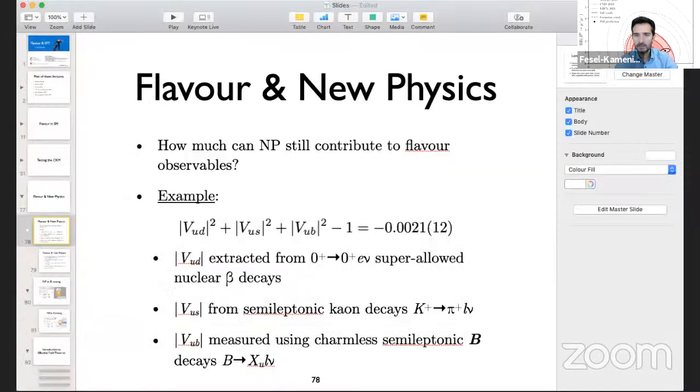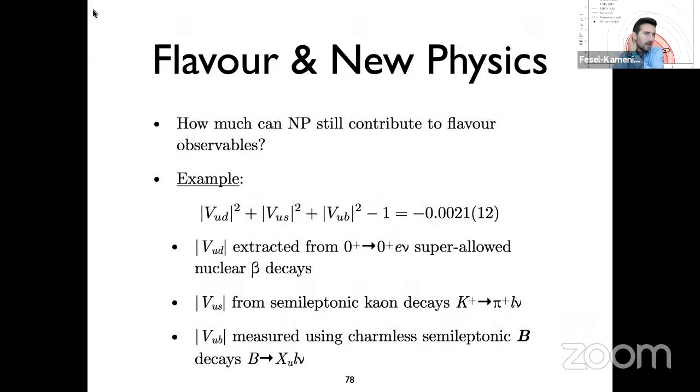So let's start with the following simple discussion. The question we want to answer, hopefully by the end of this lecture, is: how much can new physics still contribute to flavor observables, given the overall good consistency of the CKM description? And let me give you a simple example.